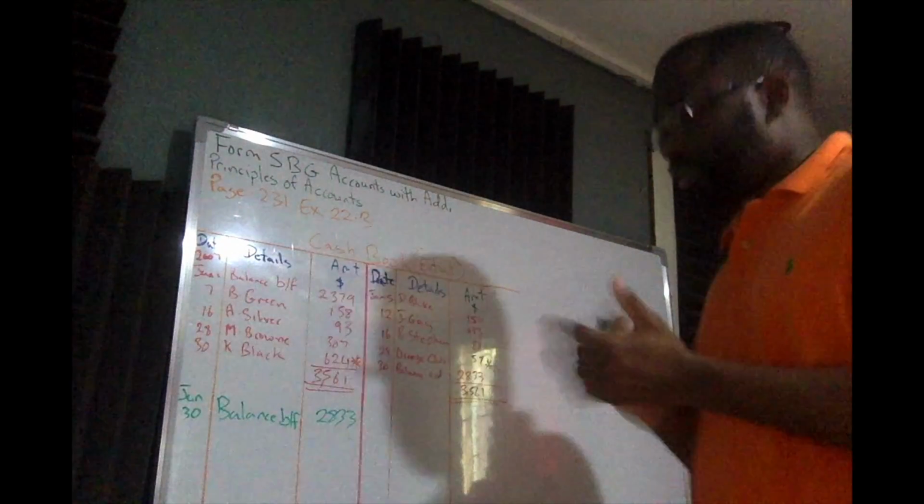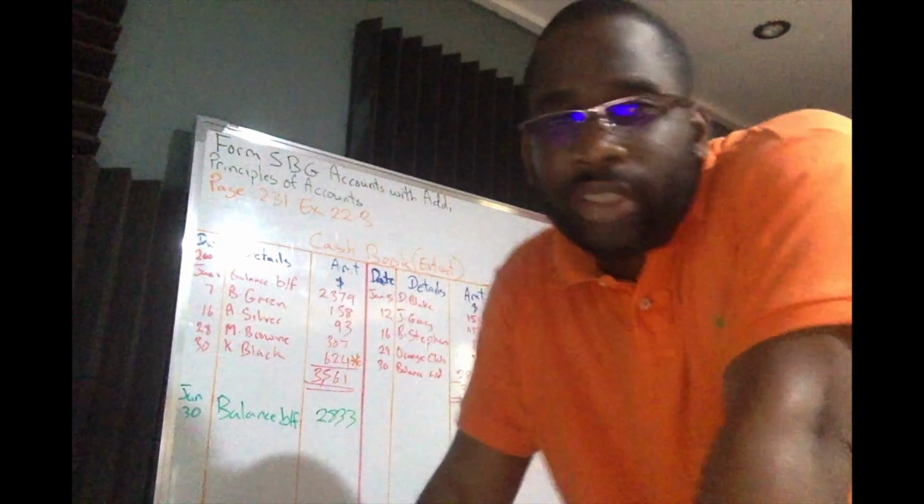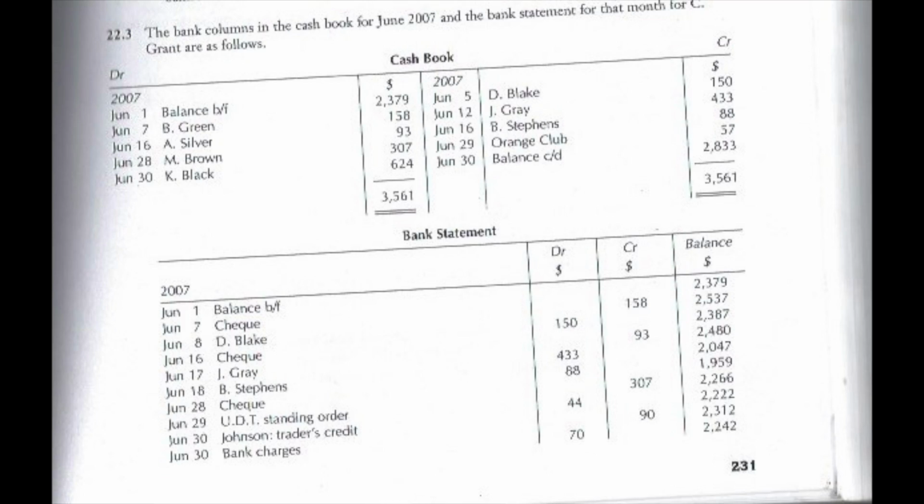The next thing we're going to do is look at the bank statement. The bank statement has a debit and a credit side. The credit side is the money coming in, and the debit side is the money going out. In other words, the credit side is the deposit side, and the debit side is the withdrawal side. You withdraw, take out; you deposit, put in.